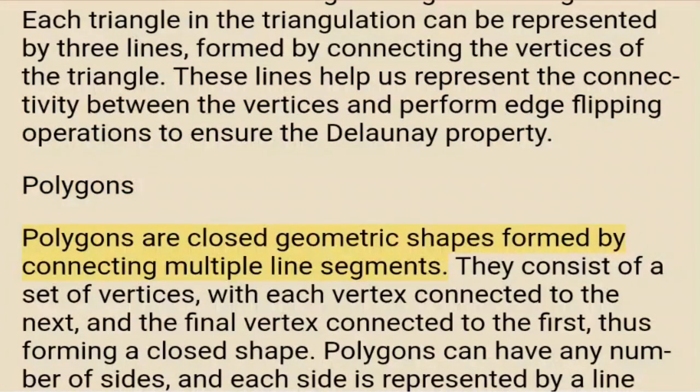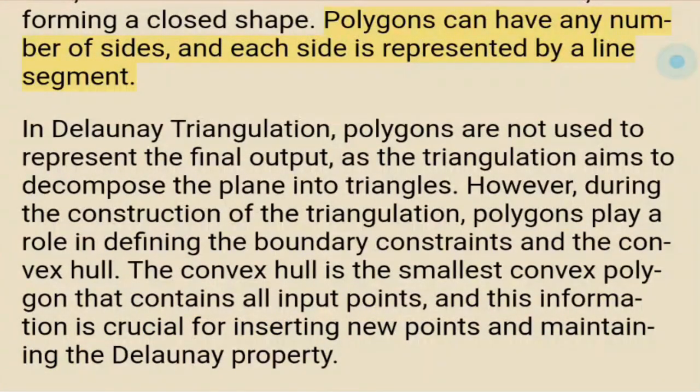Polygons. Polygons are closed geometric shapes formed by connecting multiple line segments. They consist of a set of vertices, with each vertex connected to the next, and the final vertex connected to the first, thus forming a closed shape. Polygons can have any number of sides, and each side is represented by a line segment.